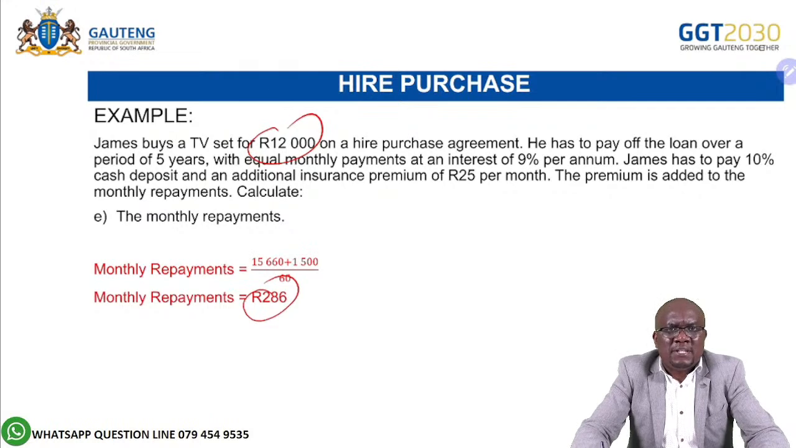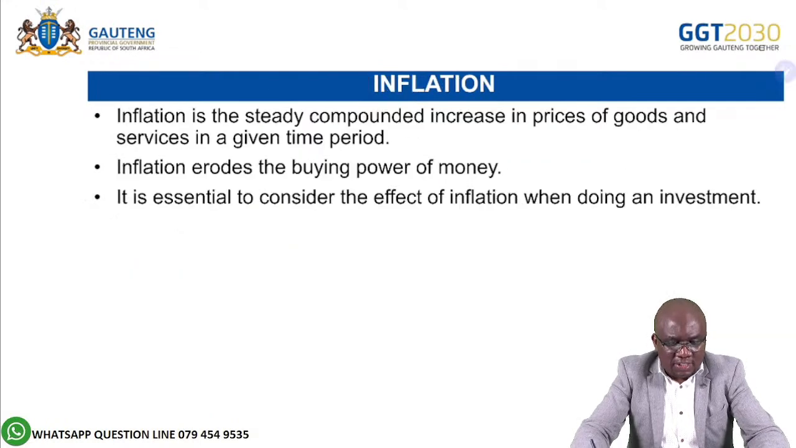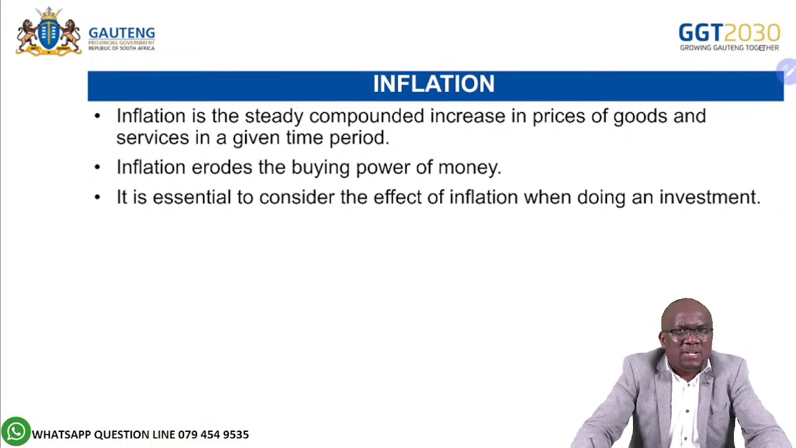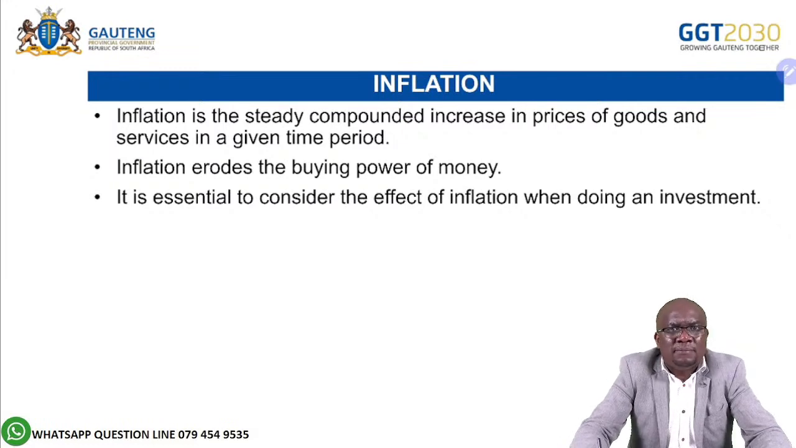What is inflation? This is the general increase in the prices of goods and services. You go to the shop, a loaf of bread is 15 Rand. Maybe last year it was 15 Rand, but this year you find that it's 17 Rand 60 or something like that. What has happened? Is the loaf of bread still the same? No. So why did the price go up?